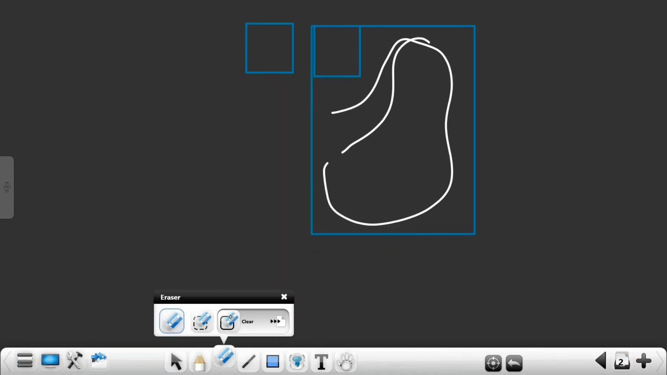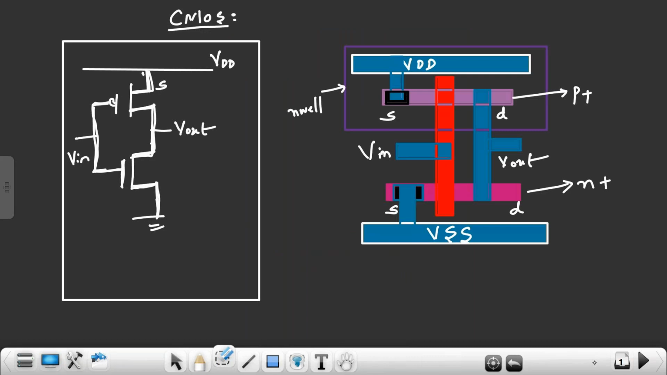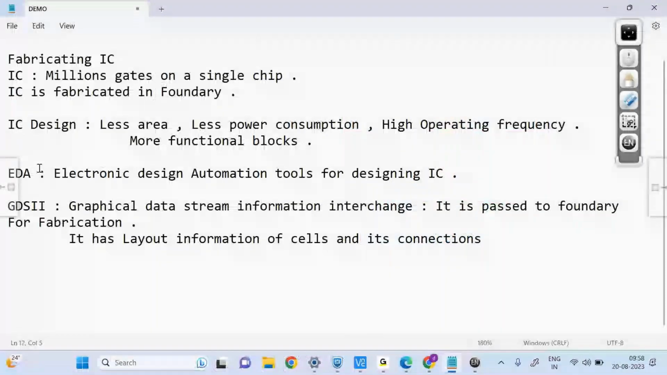So for that reason, till now, cell-based design has proven itself. Whatever we do now, it's cell-based design. In cell-based design, what do we do? We give the GDS file to the foundry, and the foundry will fabricate the IC for us based on the GDS2 information.